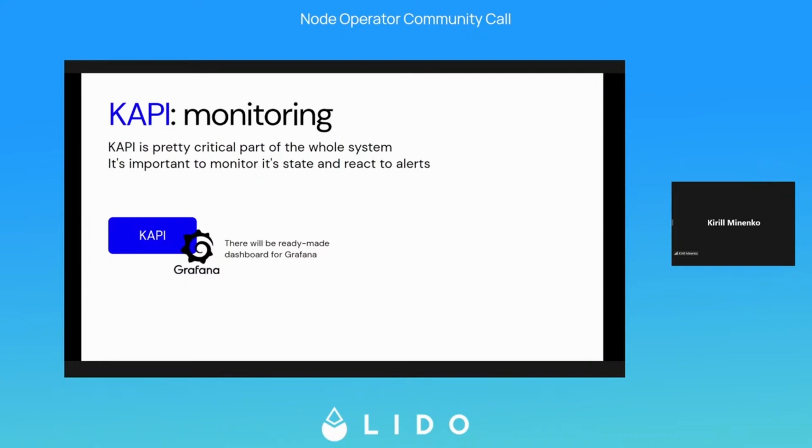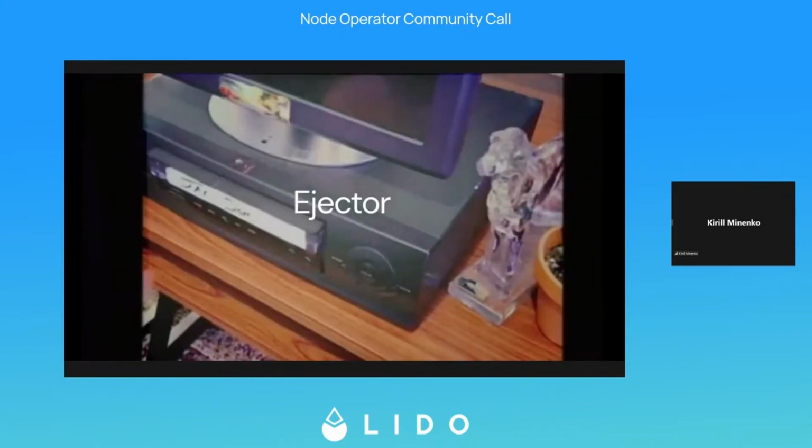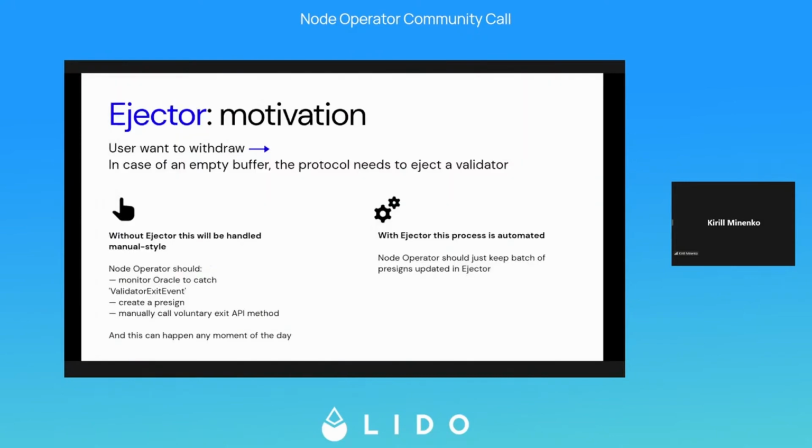And the next thing, the Ejector. I think it's a great slide. Let's talk first about how node operators should manage validator exits. A node operator should constantly monitor a specific event called the validator exit event, emitted by the Oracle, and respond to it. Respond by manually making a voluntary exit call to the consensus node, with a specially prepared exit message for the validator. It sounds pretty easy.